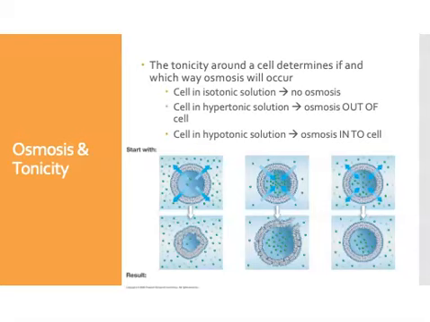So, if a cell is sitting in an isotonic solution, that means that the number of particles that are dissolved outside of the cell is the same as the number of particles inside. We have no concentration gradient here. No osmosis is going to occur.